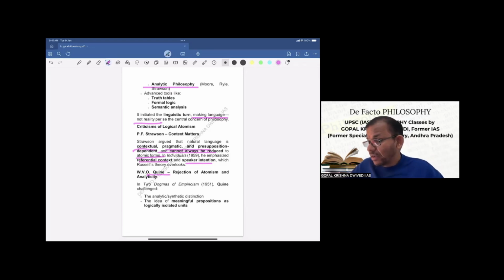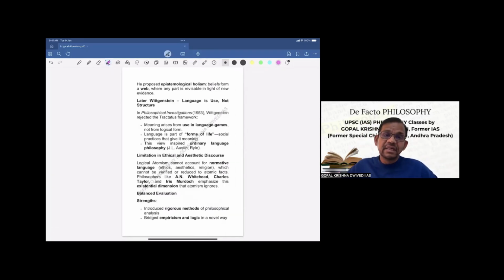Then another philosopher, Quine, rejected atomism and analyticity. Basically he rejected the distinction between analytic and synthetic statements. Yesterday we saw analytic a priori and synthetic a posteriori, and he rejected this kind of distinction. Also he rejected the idea of meaningful propositions as logically isolated units. So these two rejections were from Quine. He proposed that epistemology is something whole. It cannot be part or atomic, and beliefs form a web. So this was his theory: epistemological holism in the form of a web, where any part is revisable in light of new evidence, and it is not atomic.